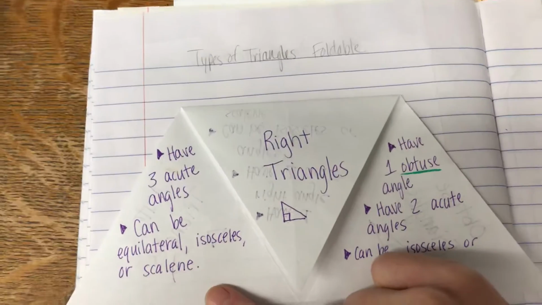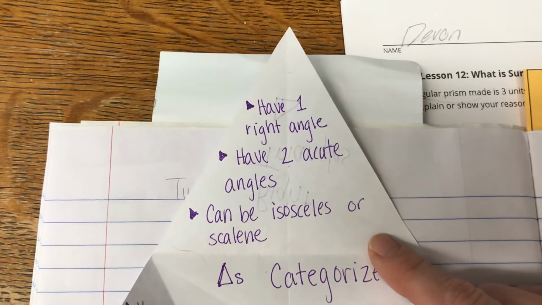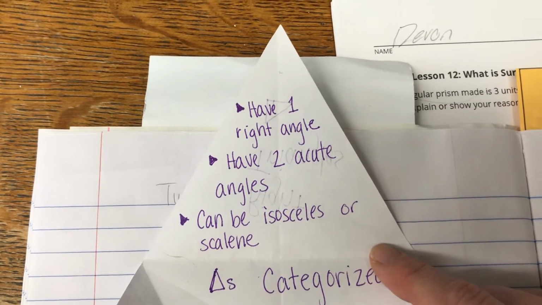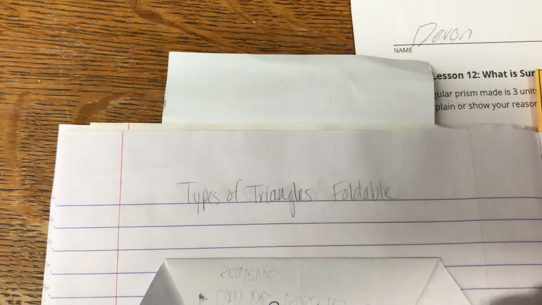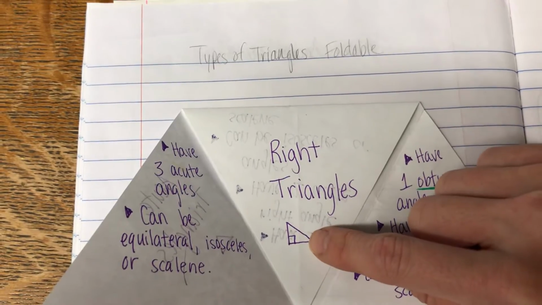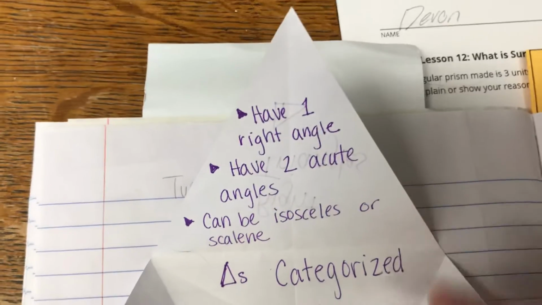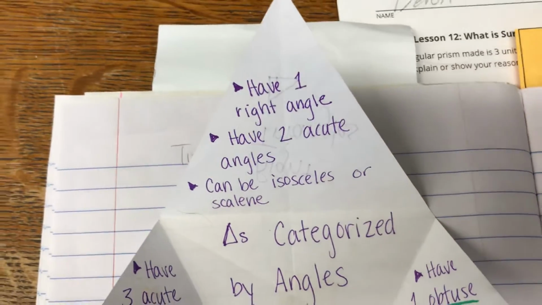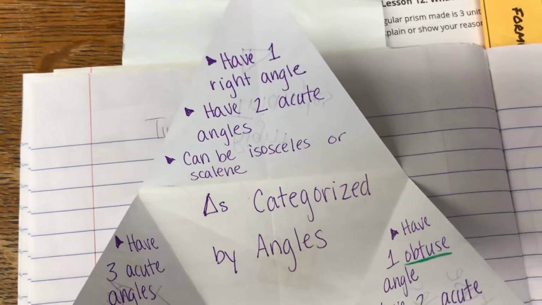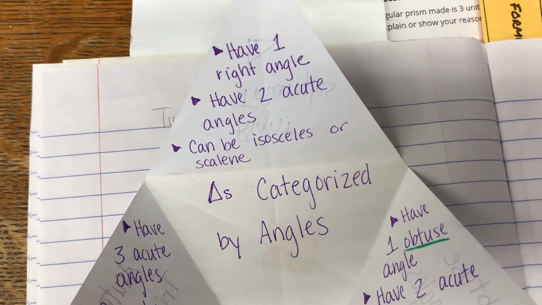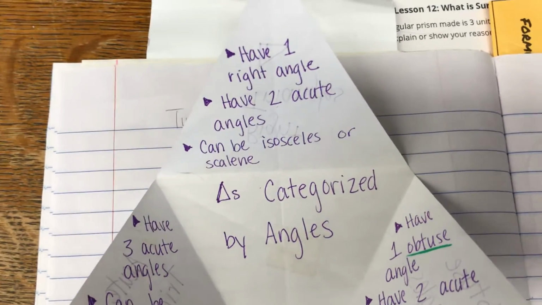A right triangle is one that has one right angle. Right triangles have two acute angles, and you can see that would be like right here and right here. Those are the acute angles. And they can be isosceles or scalene, which means that they can either have all three sides different from each other, that would be isosceles, or they can have two sides the same and one different, that would be scalene.